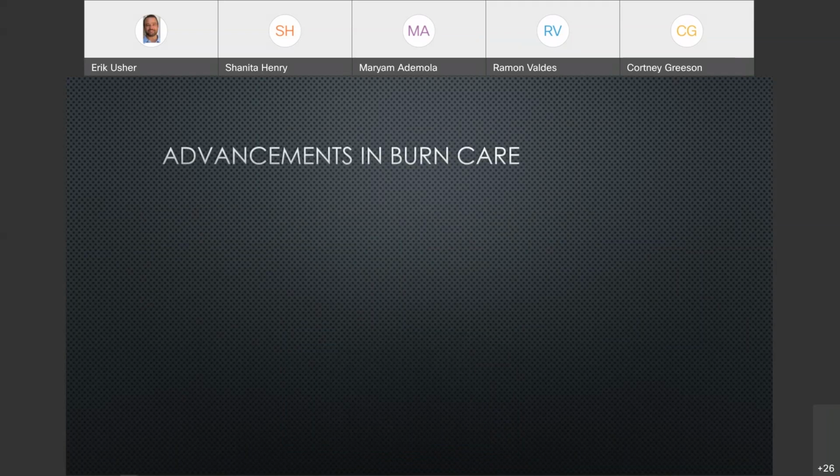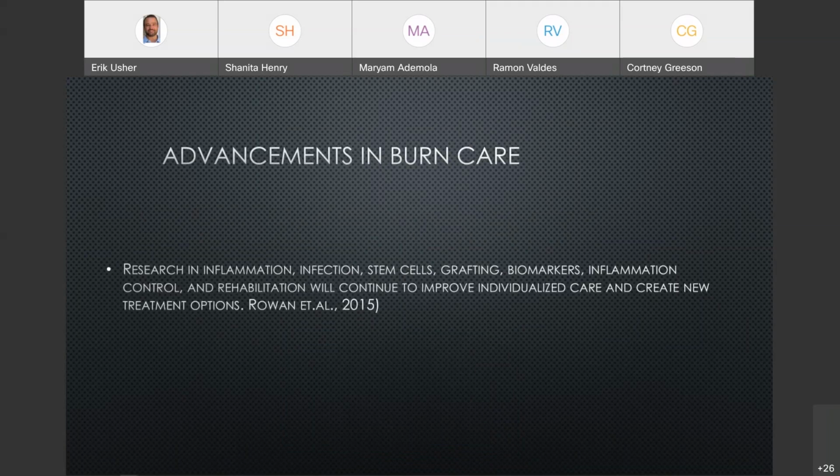There's been a lot of advances in burn care. So research in inflammation, infection, stem cell grafting, biomarkers, inflammation control. There's been a whole bunch of advancements, and that's what this link is to. The link is to a paper. I would encourage you to read it at your leisure, and I say that affectionately because you're nursing students. You don't have leisure time. But I would really encourage you because it really gets into the nuances of the advancements, particularly if burn care nursing is something that you're interested in or passionate about.